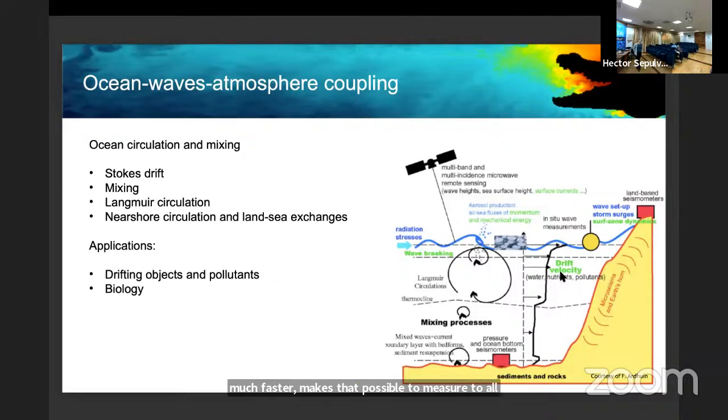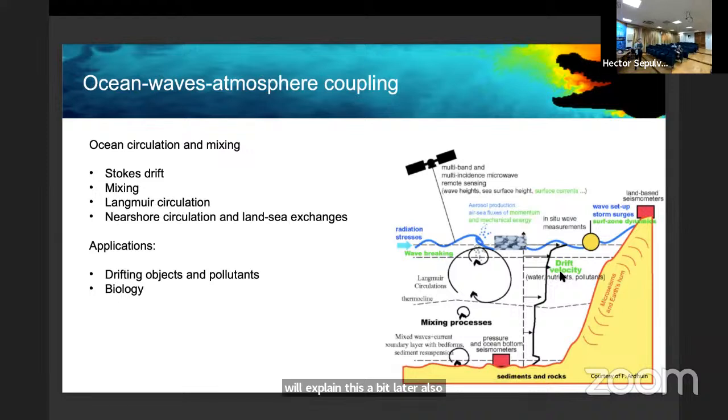Then the waves also have a strong impact on the ocean circulation and mixing. There is the well-known Stokes drift, which I will speak about a bit later, the fact that the waves can induce a drift at the surface and also under the surface. The waves also generate mixing while they break. They can also generate what we call the Langmuir circulation, and I will explain this a bit later also.